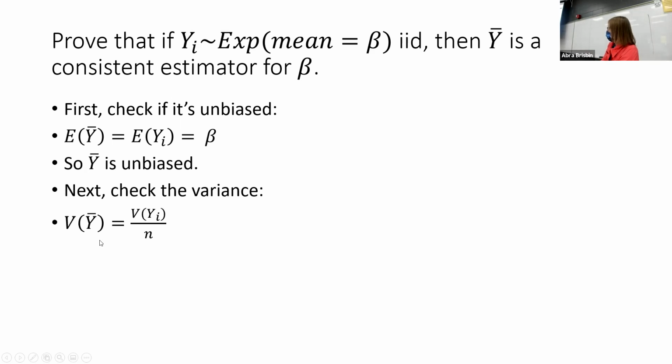So the variance of y bar is equal to the variance of y sub i over the sample size n. And we went through this proof in lab yesterday during our review session. So why don't you take a moment to try to sketch that proof out for yourself.